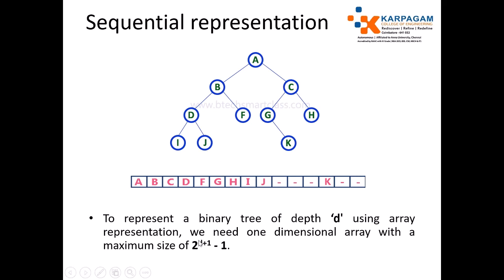That is, an array of size 15. Okay, for example, here we have depth 3, so 2 power (3 plus 1), 2 power 4 equals 16. 16 minus 1, 15. Okay. So likewise, by using this formula, we can get the memory size of an array which is used to store the tree.